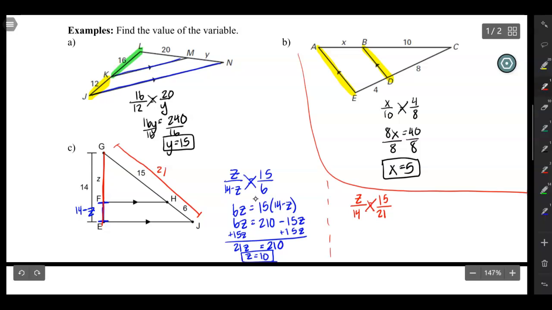Then I can go ahead and do my cross multiplying. 21z is equal to 210. Divide both sides by 21, and you'll get z equals 10 again. So same answer, different way of working through it. And both are valid ways. So whichever way works with your thinking better, I would recommend using that.